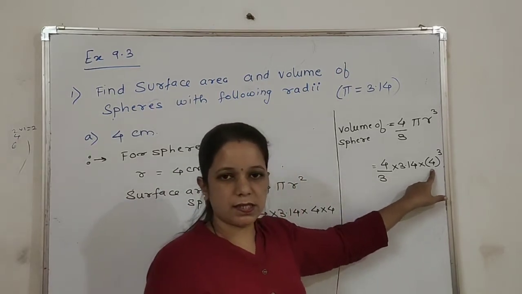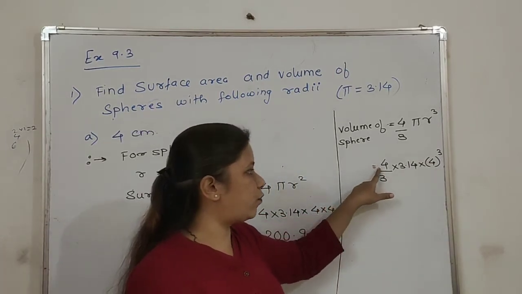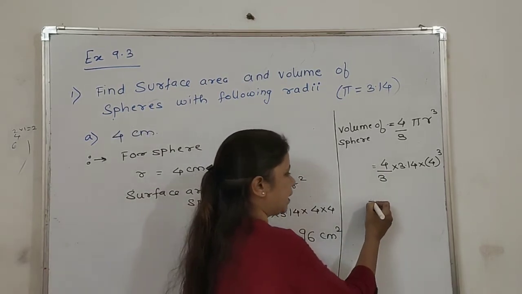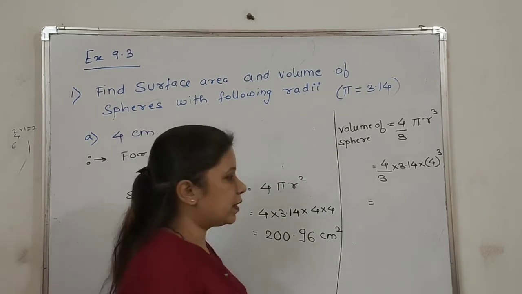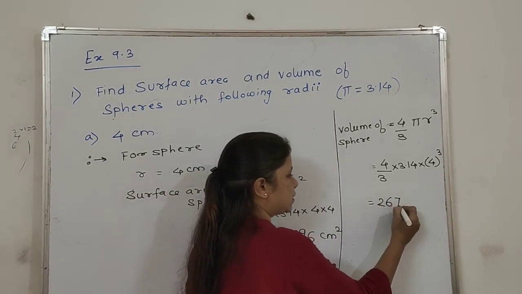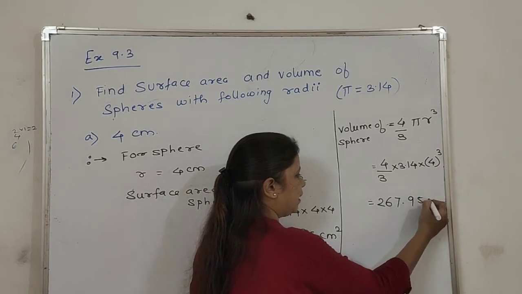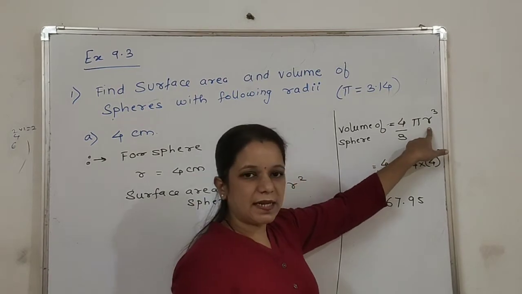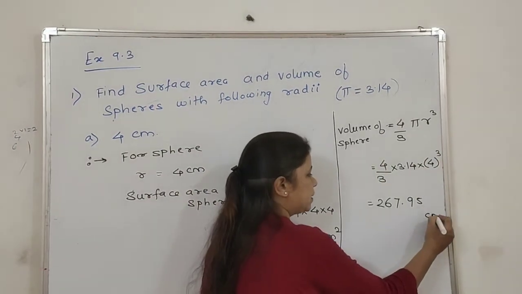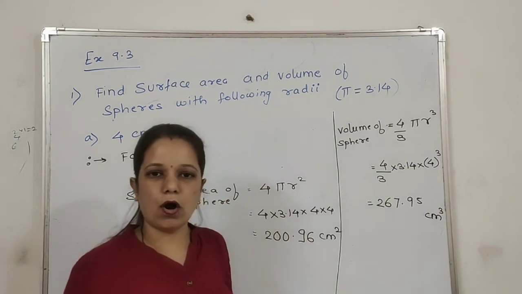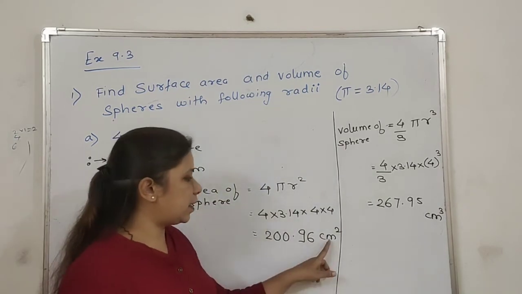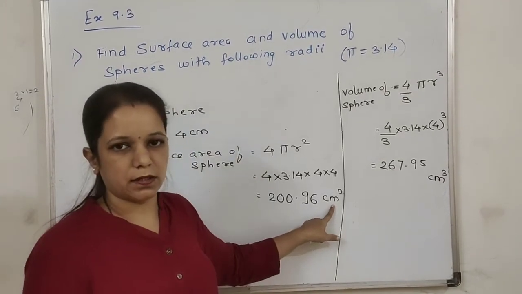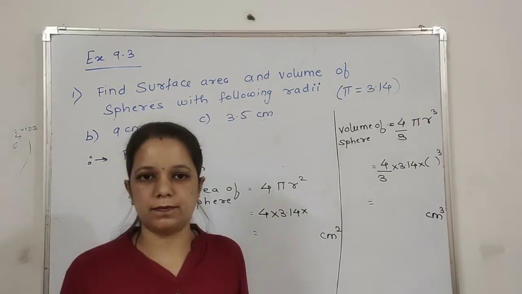Calculation part again is very simple. 4 cube is 64 into 4 by 3 into 3.14. When you perform the multiplication and required division, you will get the answer as 267.95. Now this is volume. We are multiplying it 3 times. So the dimension will be centimeter cube or cubic centimeter. Similarly here centimeter square or square centimeter. Okay, please note it down.